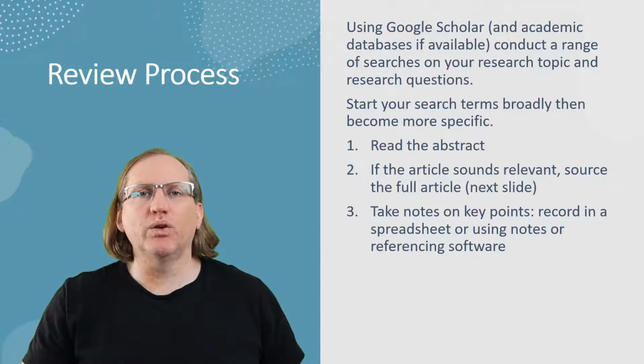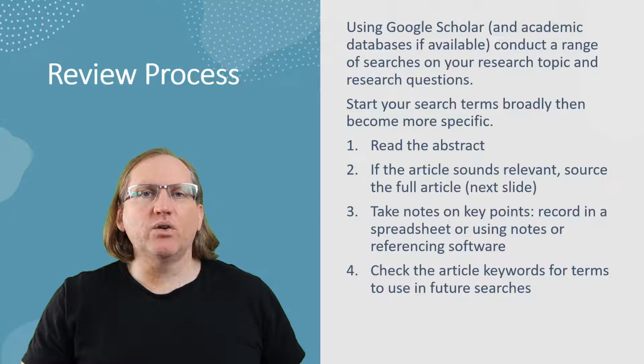Basically you want to have a list of the things you've read and the key points, and as you go you want to start linking those together as well. When you write the literature review section of your article, you want to be able to link the information that you've found in the different articles.